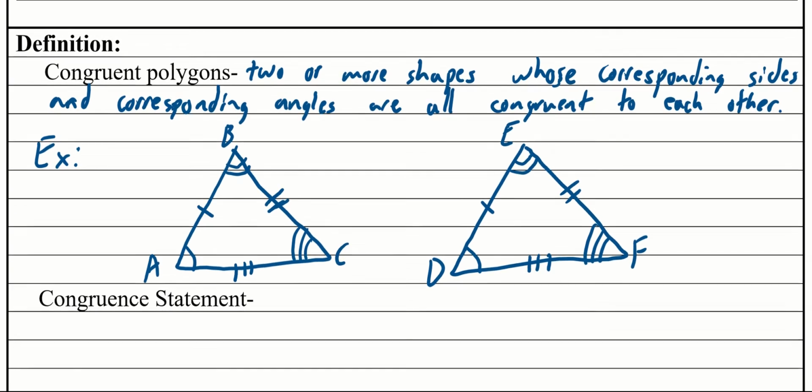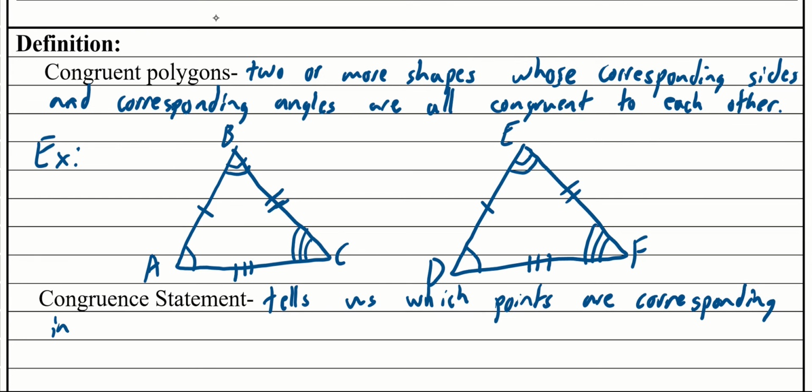All right, with that, one other thing that we need to understand is what we call a congruence statement. Okay, a congruence statement is very important. It tells us which points are corresponding in congruent shapes, or congruent polygons.